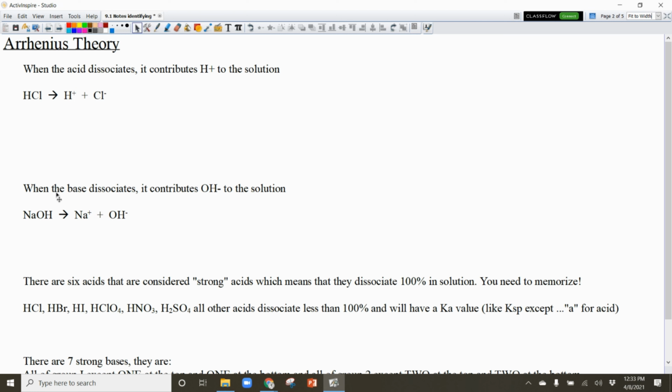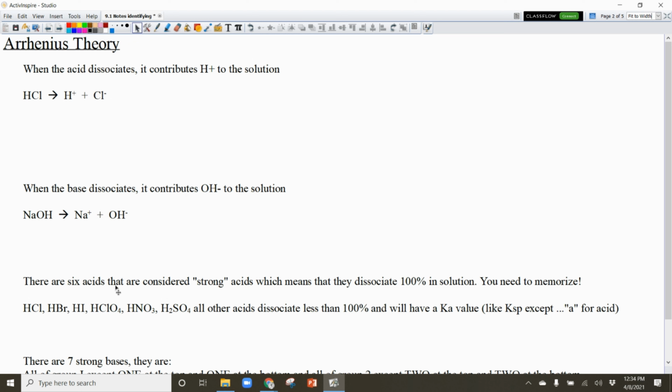Now, the bases, when the base dissociates, it contributes an OH or a hydroxide ion to the solution. So an example of this would be sodium hydroxide, NaOH. When it dissociates or decomposes, you get a sodium ion and the hydroxide ion right here, a hydroxide ion contributed to the solution. So that's the Arrhenius theory, hydrogen ions for acids and hydroxide ions for bases. And this is probably familiar to us because we went through that unit on naming.